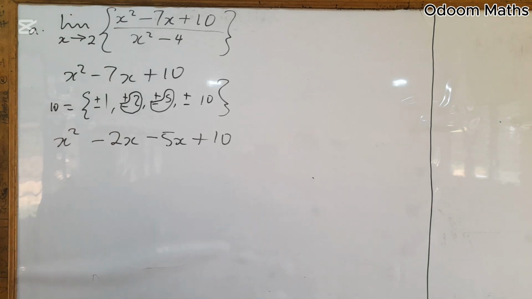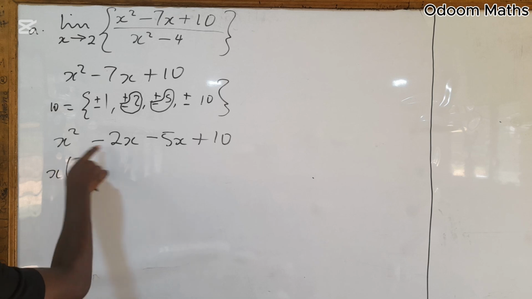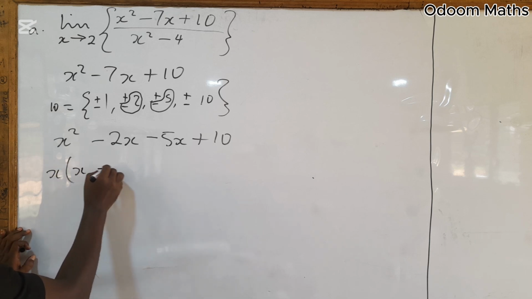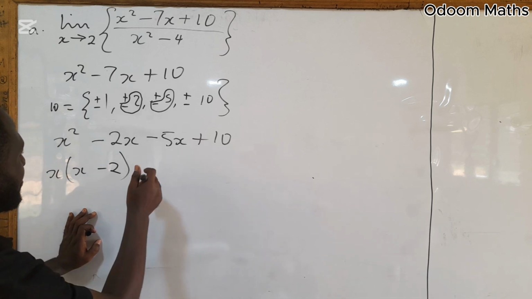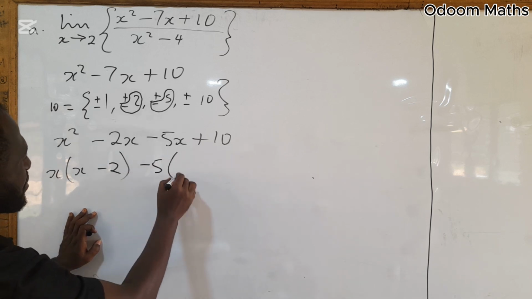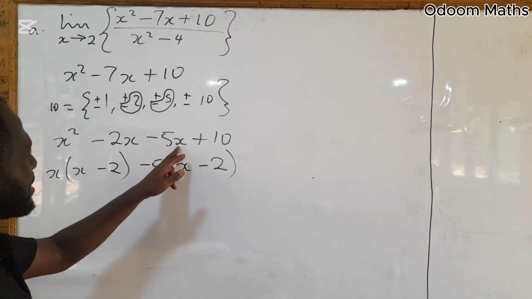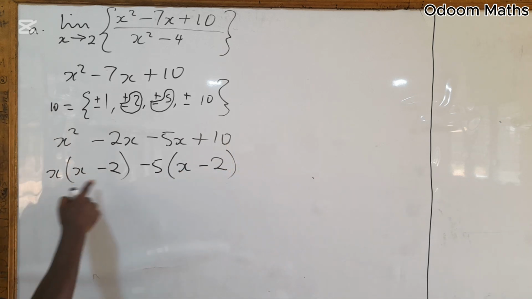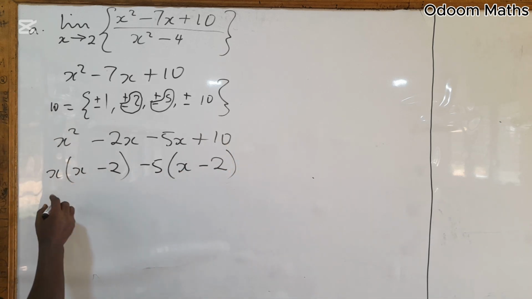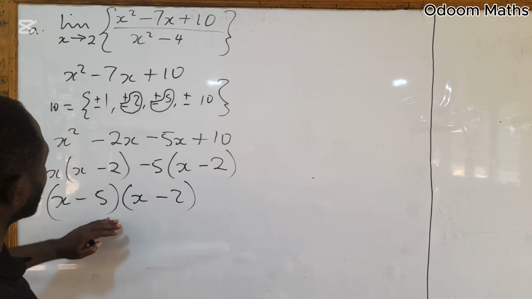Okay, so here we have x being common to these two. So x is out, x minus 2 is what we have here. Now this side too, 5 can divide 10 and itself. So minus 5 out, x minus 2. So let's see. This side, this is going to give me negative 5. When I multiply this and this, I'm going to get positive 10. So those outside brackets, that is x minus 5, and those inside brackets, we have x minus 2. Okay, that is for the numerator.